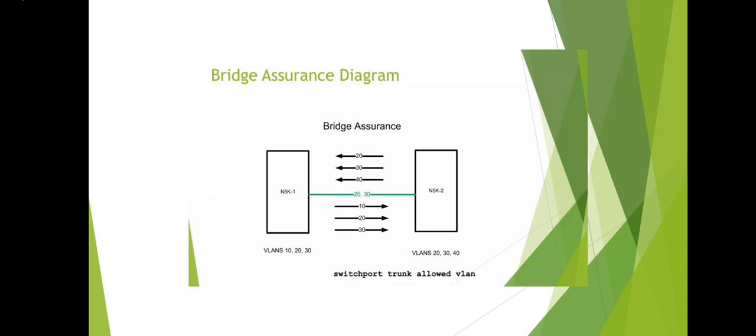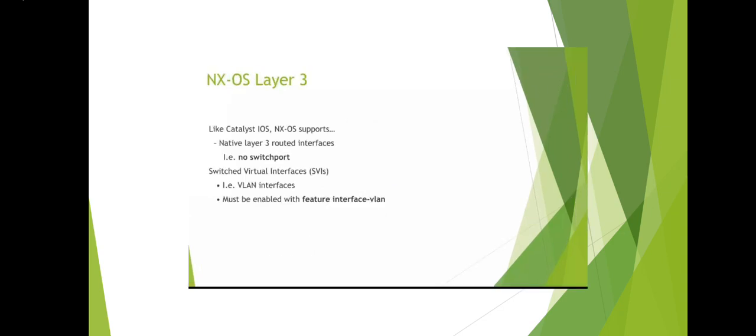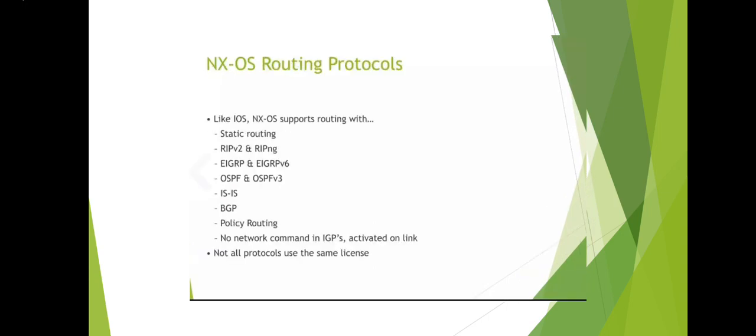You can use this command to have bridge assurance. The so-called layer 3 functionality, you have to activate the feature of interface VLAN. The routing protocols you will be covering, you can use IGP and EGP. The policy routing, route maps, prefix list.